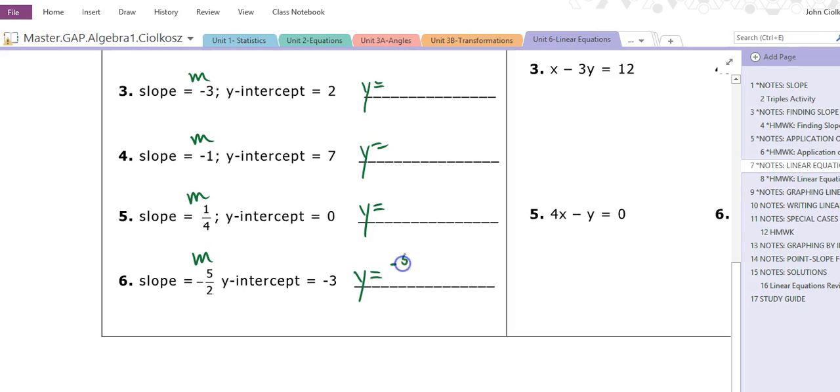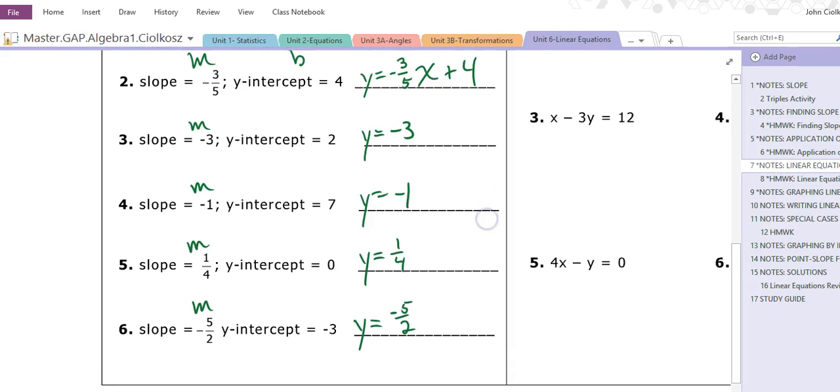So m is always the thing that's going first. Then m also goes with our variable, so m is always multiplied to our x. Then for our b's, those are our y-intercepts. So here it's a positive 2, so it's plus 2. Positive 7, plus 7. Here it's 0. Now you don't necessarily have to put the plus 0 at the end, but I don't mind if you do, just so it's doing the same thing. Here our y-intercept is -3, so instead of plus 3, I throw a minus 3.